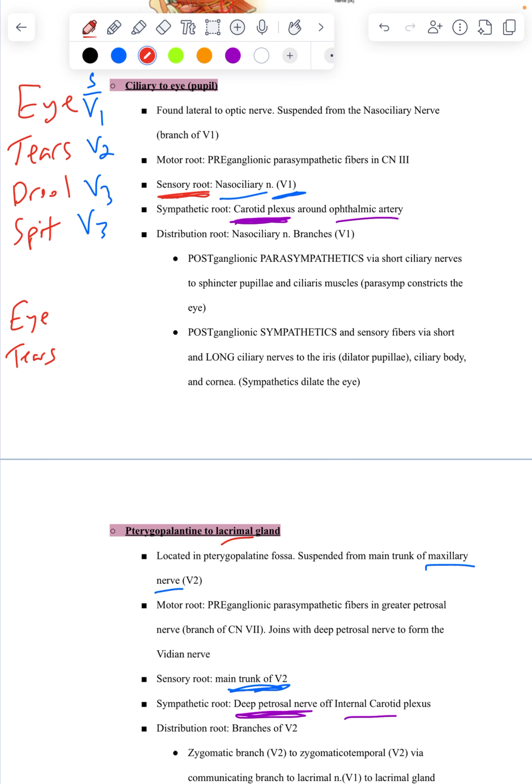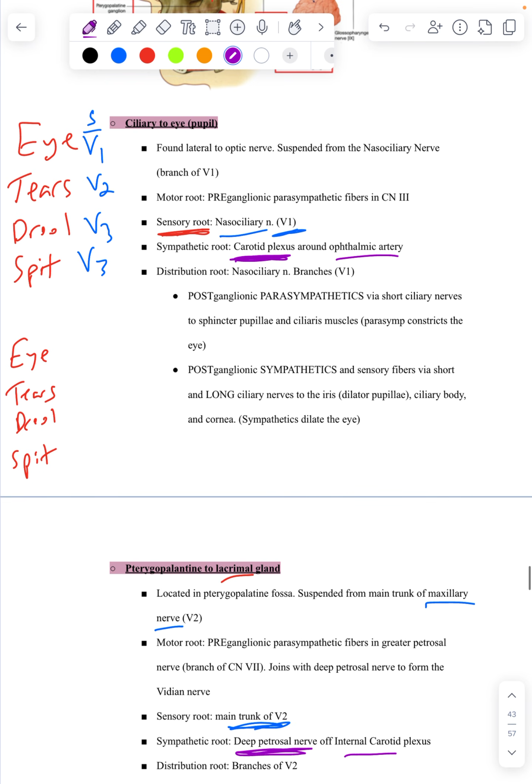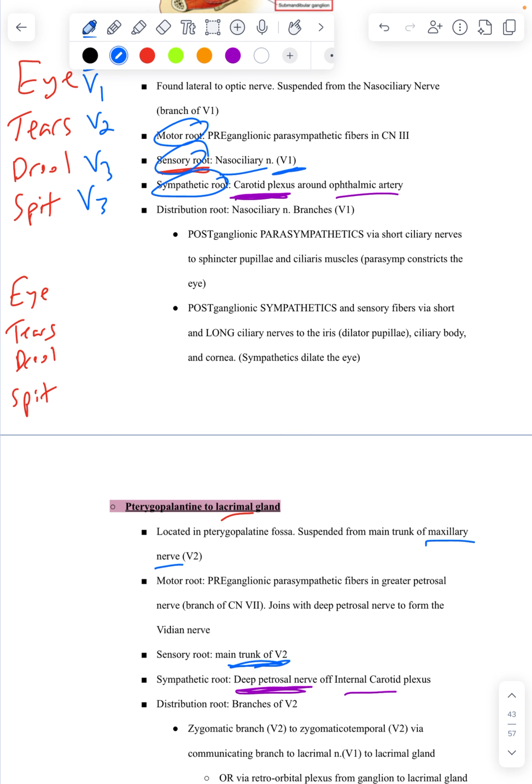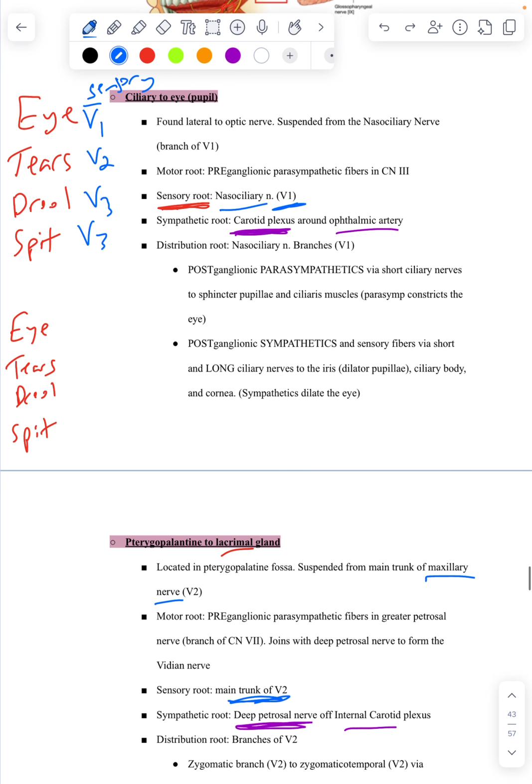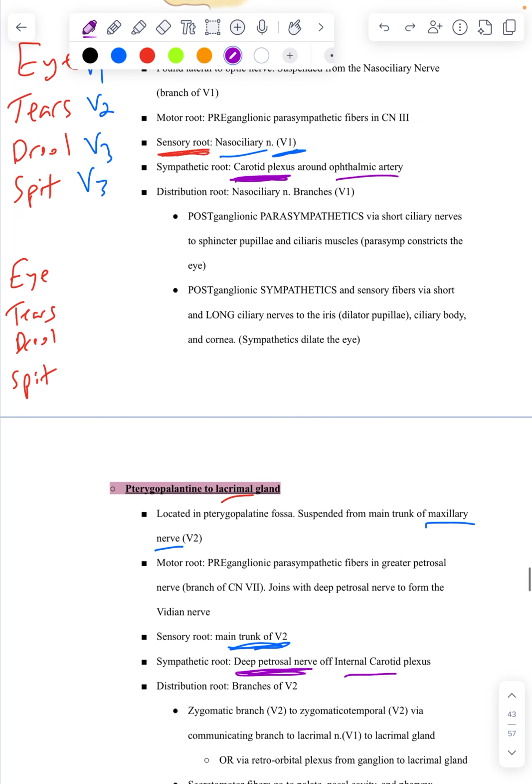Eye, tears, drool, spit. Then now we're talking about, so blue was sensory root, because they all have a motor root, a sensory root, a sympathetic root, and a distribution root. So hopefully this helps differentiate all these, or helps you remember them. So your mom tells you to eat this carrot. In this case, obviously the carrot is your op, because you don't like carrots. And you don't. So she deeply punches you. She gives you a deep punch in your face, MMA style.